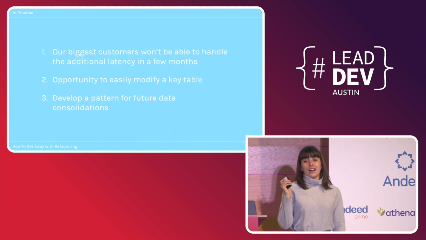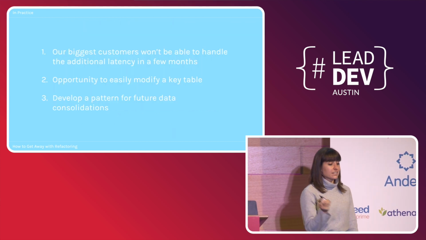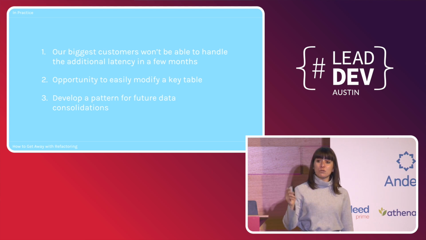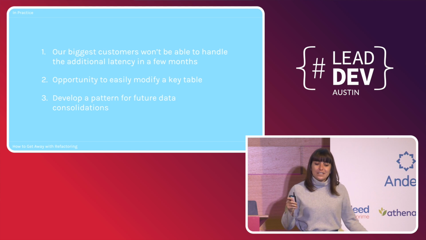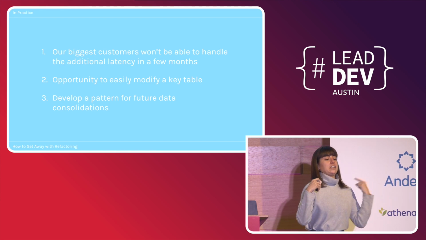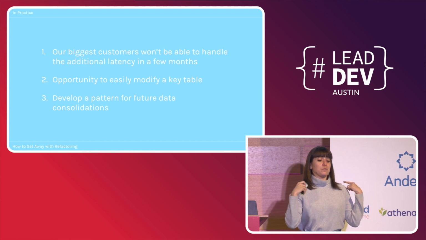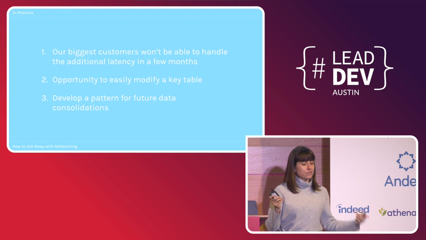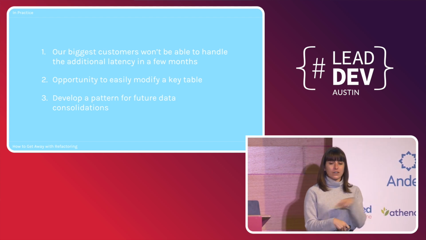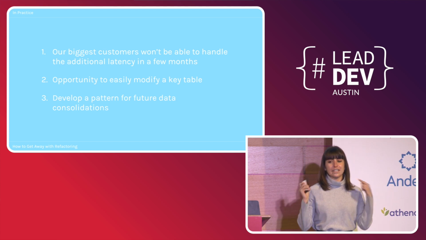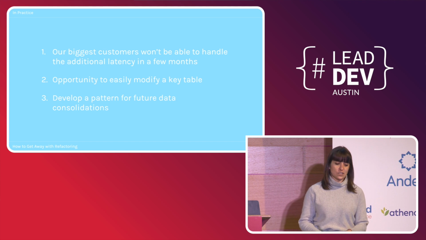So this is how we brought it up to our leadership. We said, our biggest customers literally will not be able to handle the additional latency in a few months. That sounds pretty bad. There's only so much money you can throw at AWS before you have to take a hard look in the mirror and start figuring out those problems at home. We were at a critical point where we had enough of a runway to concentrate some effort on consolidating these tables, but we were also incredibly close to staring down the barrel of these customers' guns, so this was a really important time to make that decision.